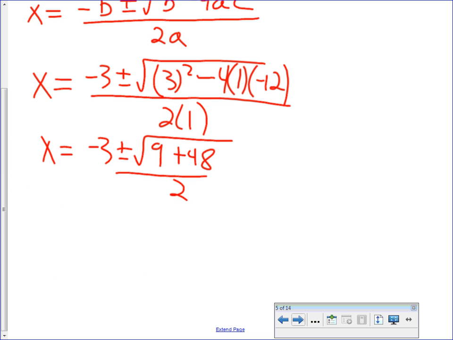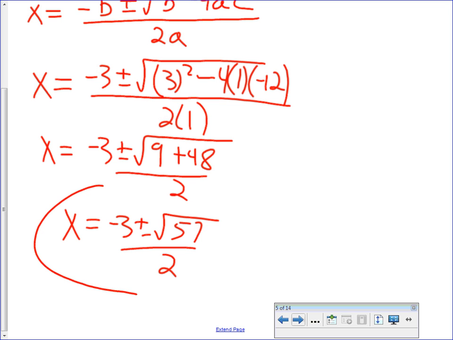Because we do the multiplication first, we'll get minus negative 48, which is plus 48. And we'll get negative 3 plus or minus the square root of 57 over 2. 57 can be factored down to 3 and 19. But since 19 is a prime number, we cannot reduce that radical. So there's your final answer.